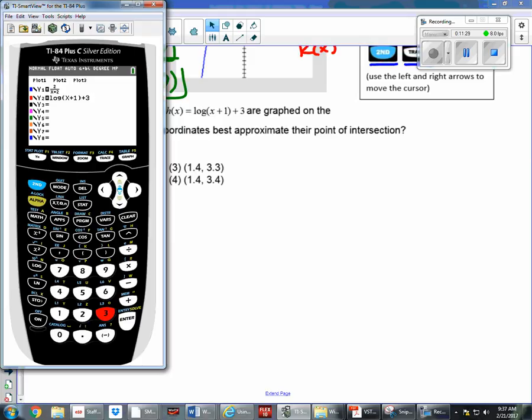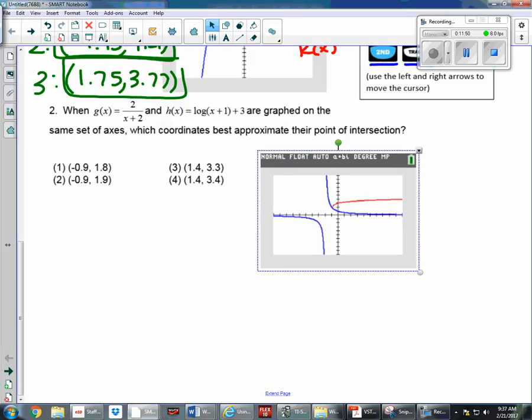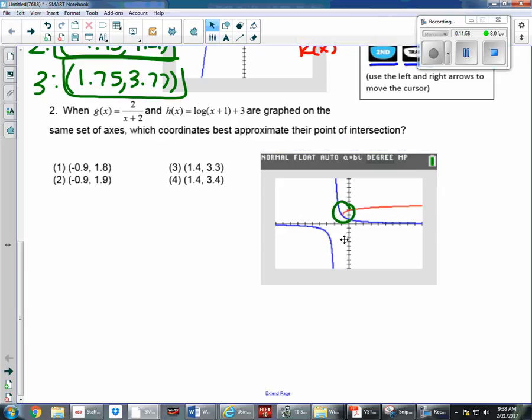So step 1, put the first equation in y equals. Step 2, put the second equation in y equals, y1 and y2. And now I'm going to graph this. Put a light sketch on your paper, a quick little sketch, nothing major, and circle the point of intersection that you see. Unlike the last problem, there is only one point of intersection here.